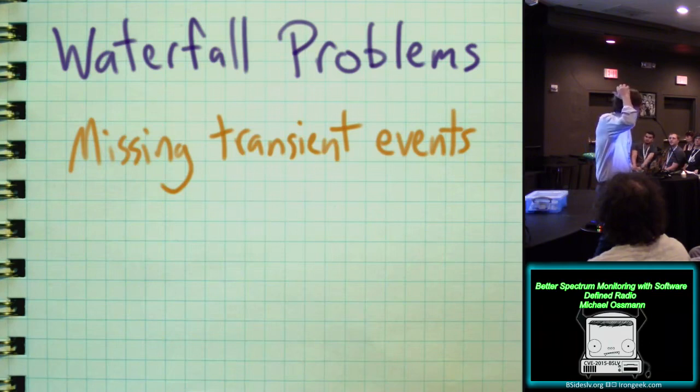Now, you might think you'd only miss very short things, but guess what? Radio technology these days is full of very short things. Do you know how long a typical Bluetooth packet lasts? It lasts about 200 microseconds, maybe 500 microseconds. Microseconds, not milliseconds, microseconds.